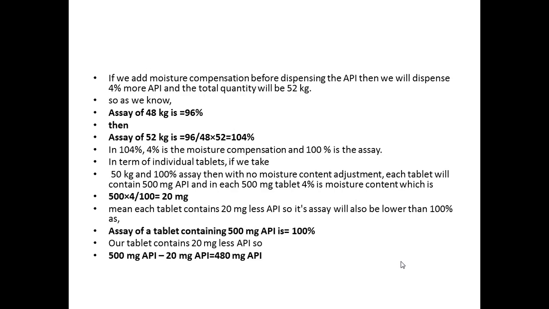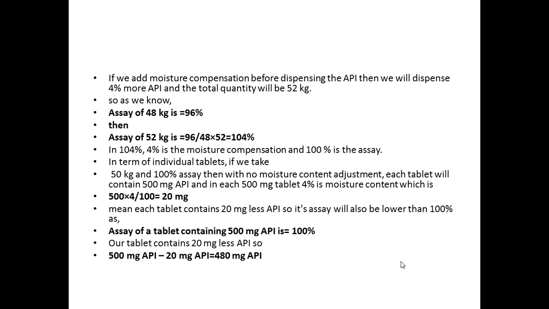If we add moisture compensation before dispensing the API, then we will dispense 4% more API and the total quantity will be 52 kg. So, according to our label claim, we should add this 4% to the actual quantity. So, our assay should lie within the given limits. As per the formula, we know 48 kg is 96%, so for 52 kg it is 96 divided by 48 multiplied by 52, which is equivalent to 104%. In 104%, the additional 4% is the moisture compensation and 100% is the assay.